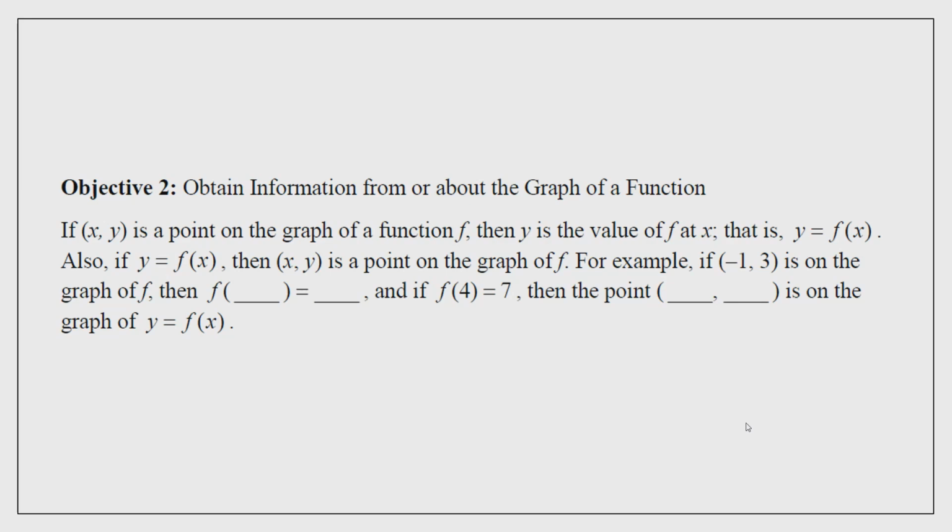For example, if the point -1, 3 is on the graph of f, then f of -1 equals 3. And if f of 4 equals 7, then the point 4, 7 is on the graph of y equals f of x.